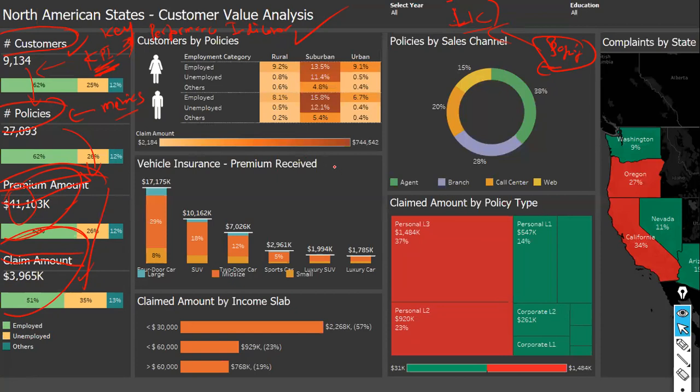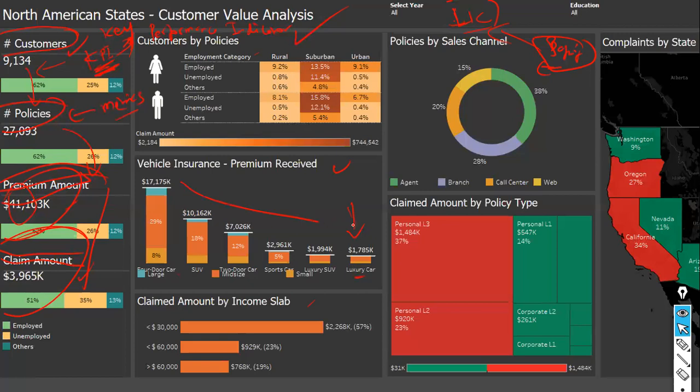And then vehicle insurance premium. Again, they give the breakdown. From vehicle insurance, how much premium we received and which type of vehicle we are getting more from. 4-door car, we are getting more premium. Customers are paying more premium, and SUV also. Luxury car, they are not paying more premium. Why? Hardly celebrities like Salman Khan, Shah Rukh Khan can afford a luxury car like a Rolls Royce. How many people can buy it? So the total population for luxury cars is small.